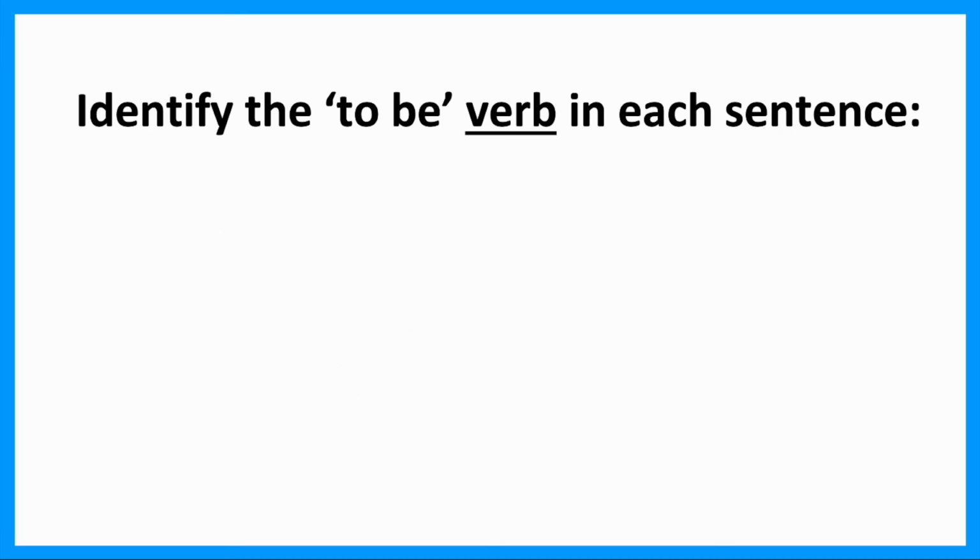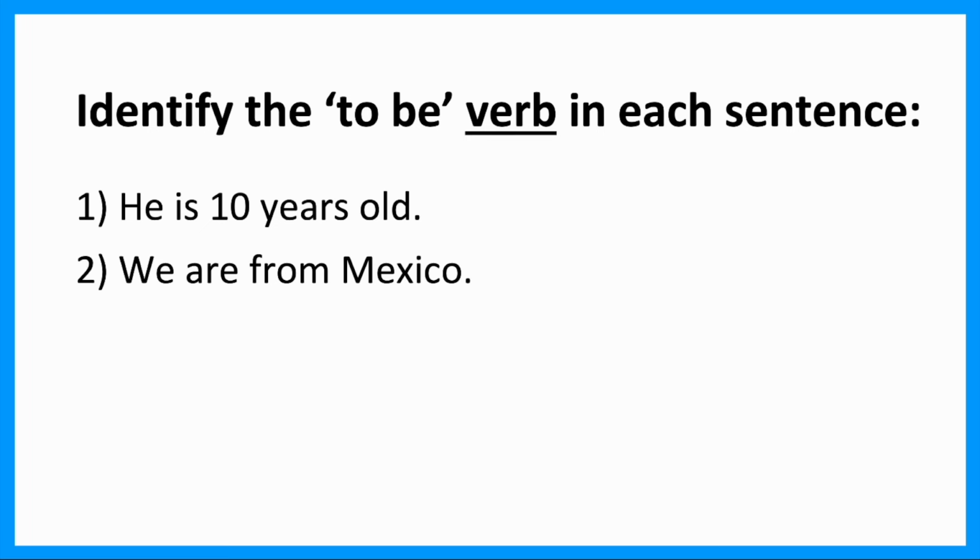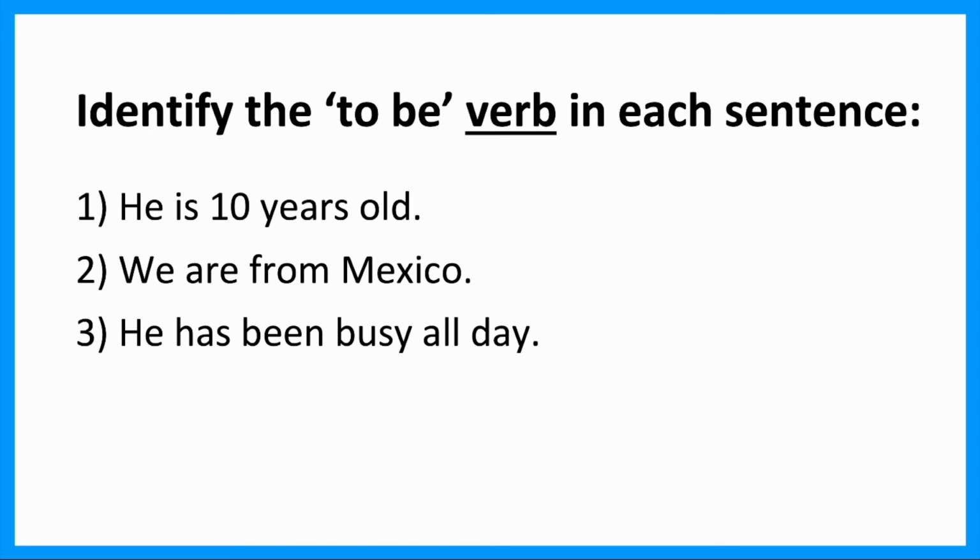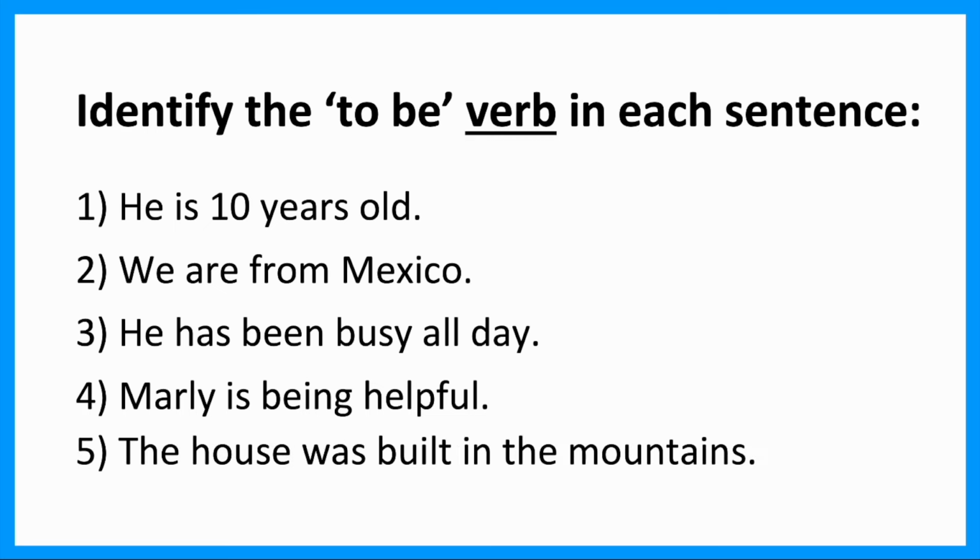Let's go through some more examples. Can you identify the to be verb in each sentence? He is 10 years old. We are from Mexico. He has been busy all day. Marley is being helpful. The house was built in the mountains. Pause the video and identify the to be verb in each sentence. Let's go through the answers.